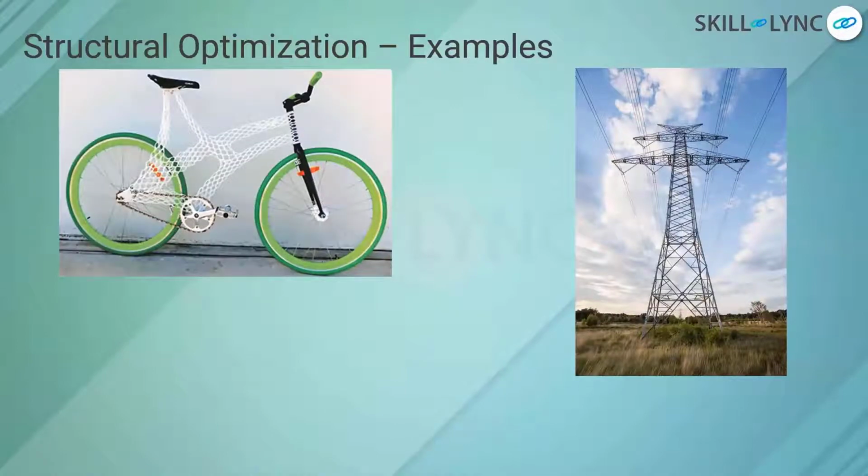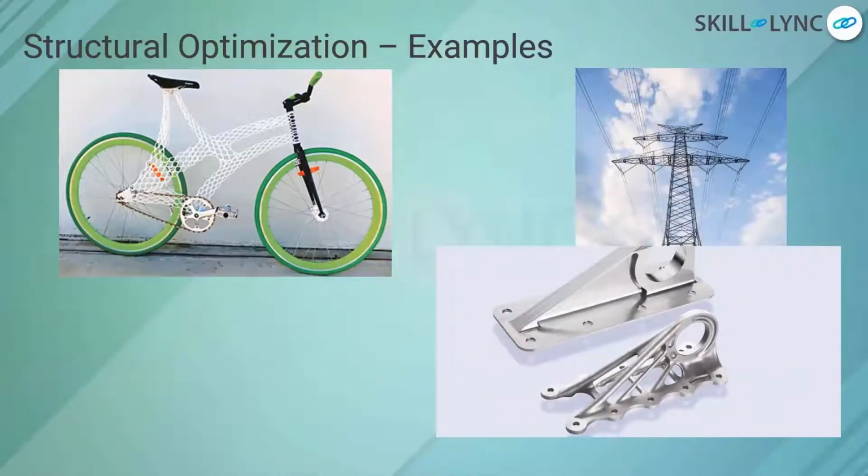Then here is an imaginary bike frame that was proposed by somebody, that you could have the least weight of the bike frame in this optimized shape.